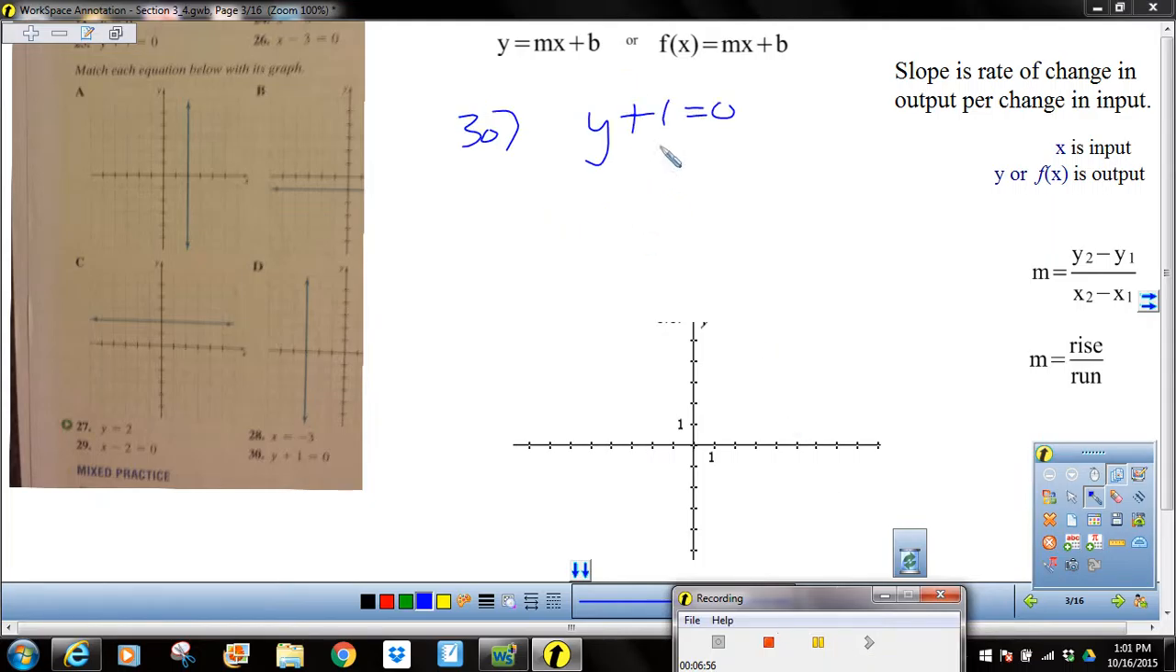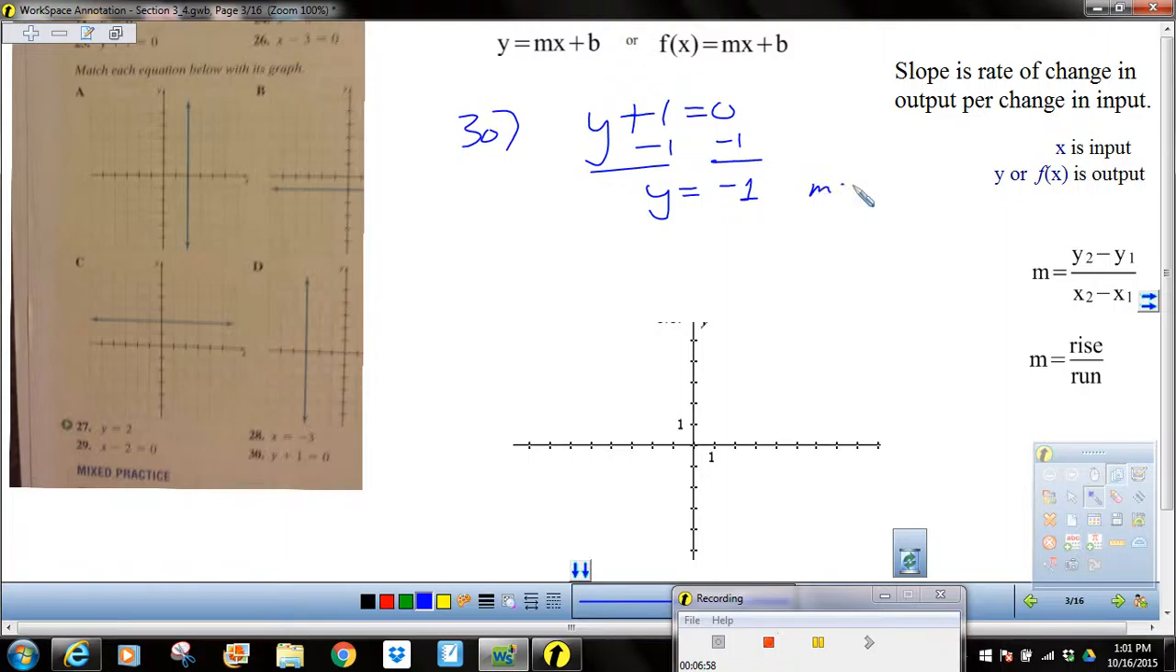On number 30, I'm going to have to solve for y. I can get that in slope-intercept form. I get y equals -1. So my slope is 0 because there's no x term. See, that's where the slope is. And so it's horizontal, and at y equals -1. So right there, let me draw a line. Yeah, I kind of missed it by a little bit. But anyway, graph matches B.